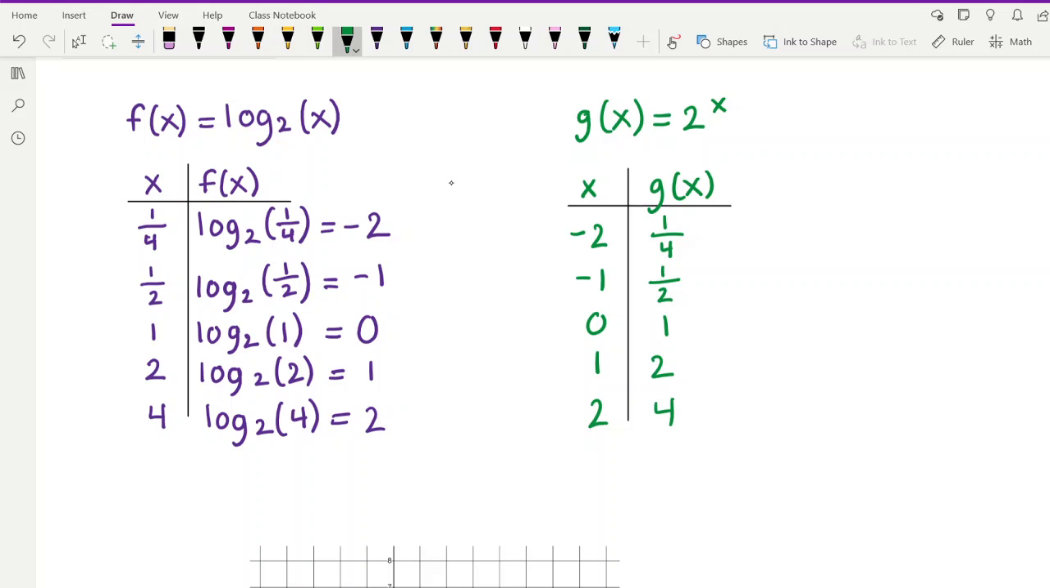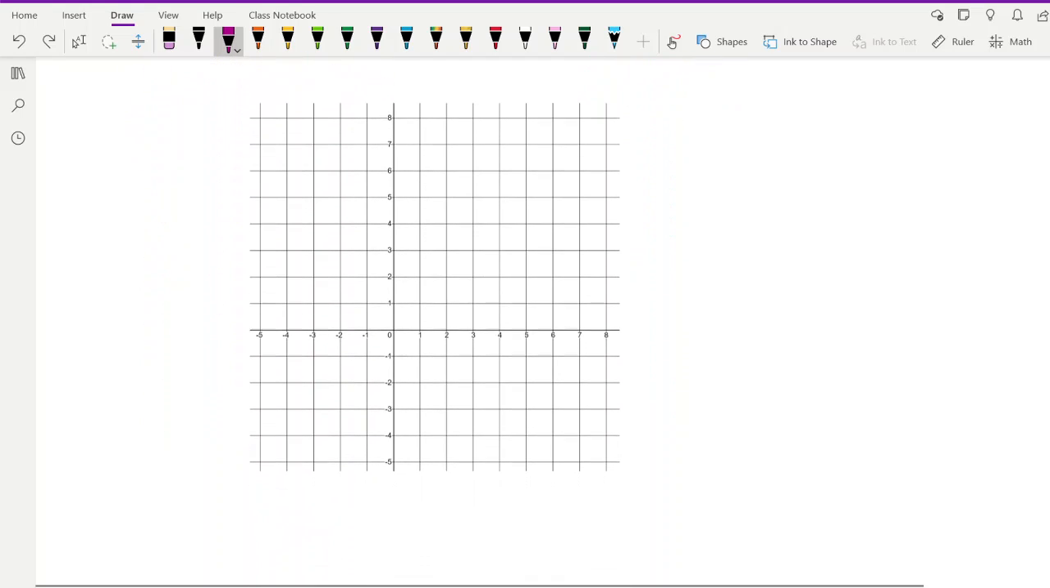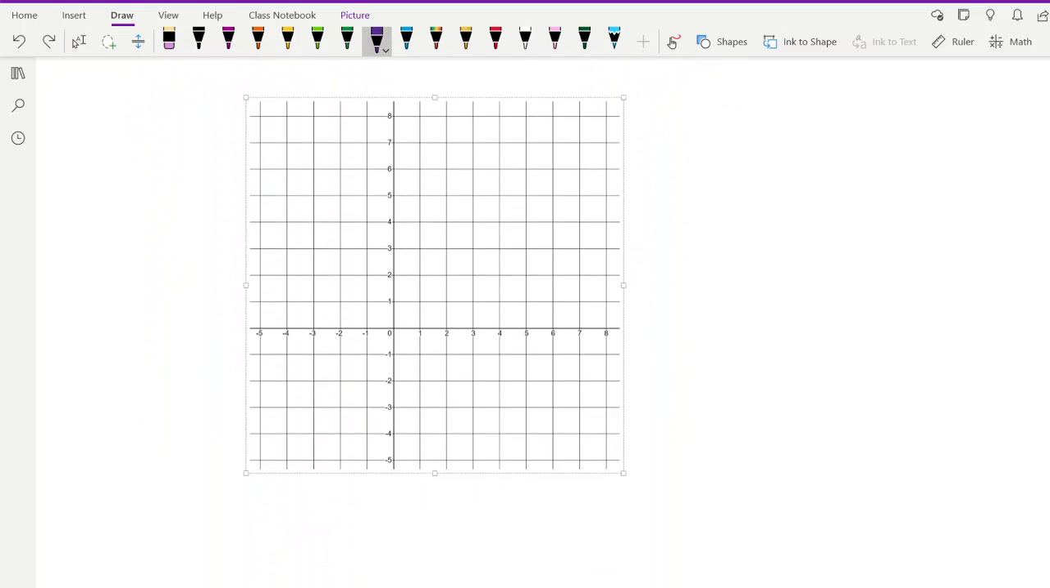So if you look at these tables and cover up this part in the middle, that was just how we evaluated it, notice that the inputs and the outputs are swapped. And so the function log base 2 of x is actually the inverse function of 2 to the x. So let's sketch both of their graphs and confirm that we see that relationship emerging that we should see between a function and its inverse.